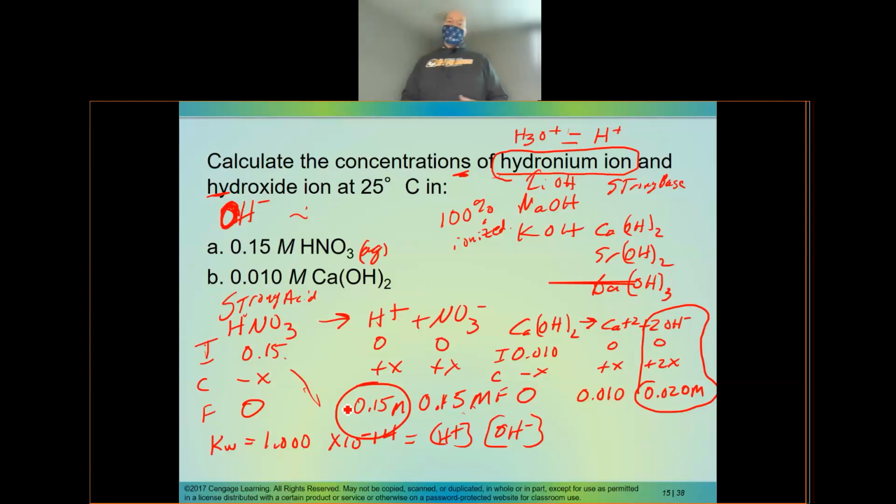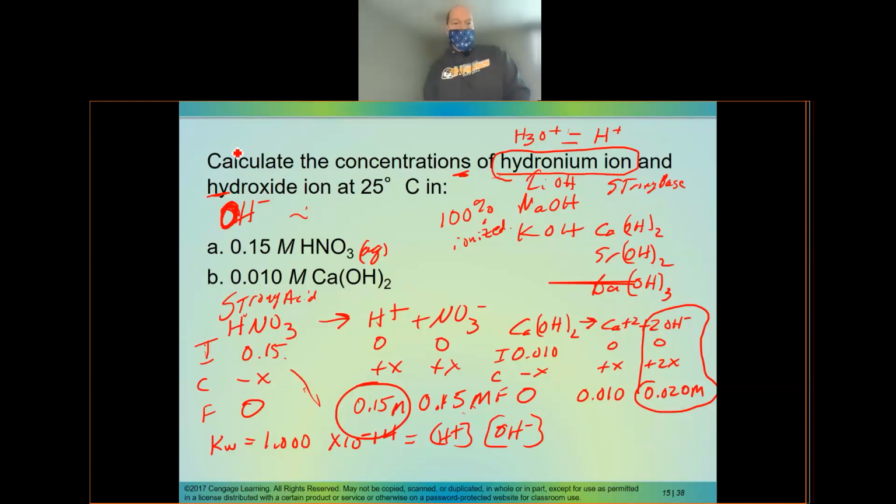If your H plus concentration is higher than your OH minus concentration, you're an acid. So in part A, our H plus is 0.15. Our OH minus is going to be extremely small. We will calculate it. For the calcium hydroxide, that's a base. Our concentration of OH minus is 0.02. The concentration of H plus is going to be extremely small, and we will calculate that.